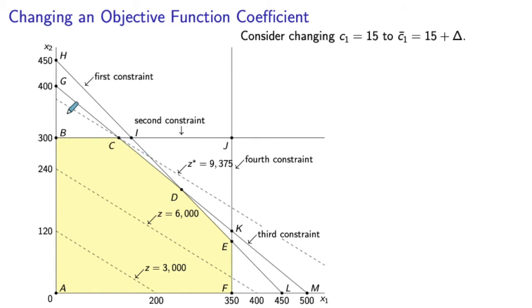The slope of this line needs to be between the slopes of two lines that define our optimal point. So essentially the isoprofit line needs to stay within this cone defined by these two lines. If it is within the cone, then the previously optimal solution remains optimal. If it leaves the cone, then the optimal basis is going to change.